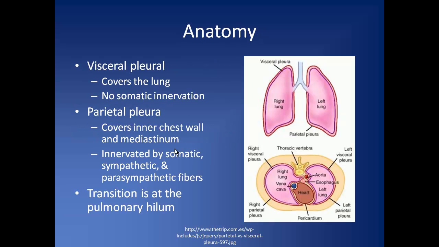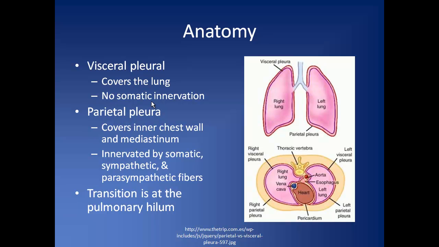And so just to go over the anatomy, we've got two pleuras, the visceral pleura, which covers the lung, and it has no somatic innervation, and then you have the parietal pleura. And the space between each pleural membrane has a thickness of about 10 millimeters. And the parietal pleura covers the inner chest wall and the mediastinum. It's innervated by somatic, sympathetic, and parasympathetic fibers. And this goes around the entire chest wall. The transition is at the pulmonary hilum.